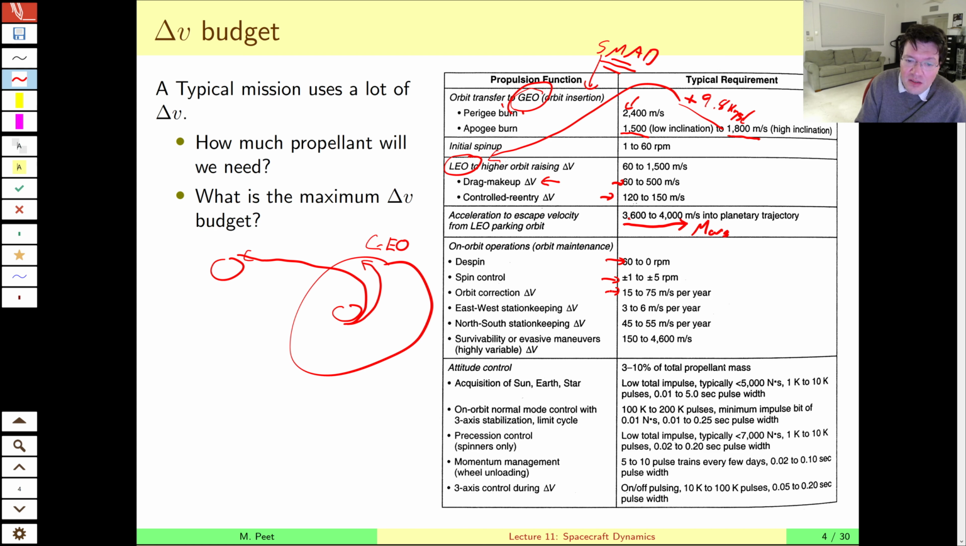Let's see. I can try my eraser. Where did my eraser go? Oh yeah, that's right. I have an eraser right here.